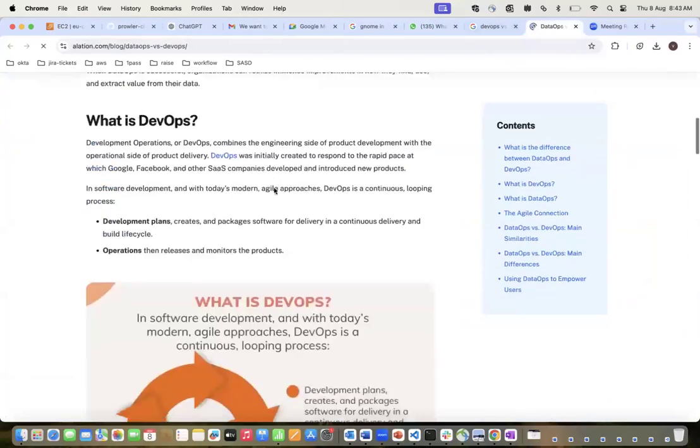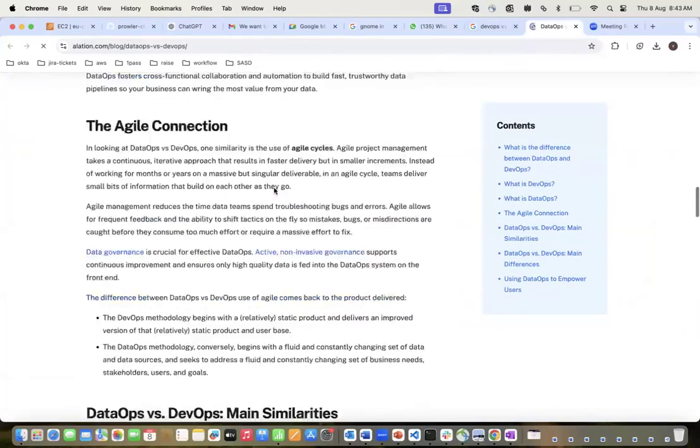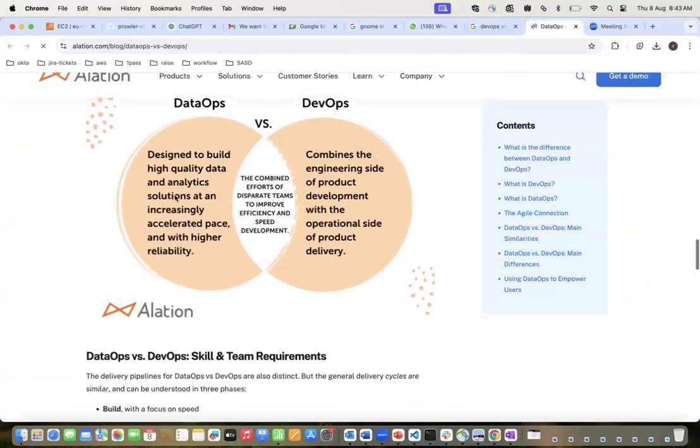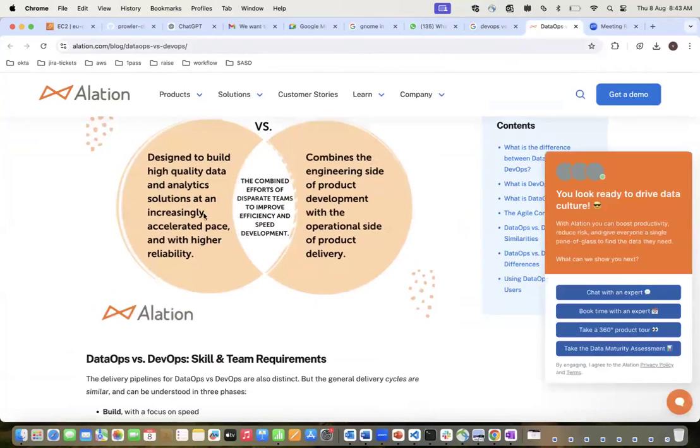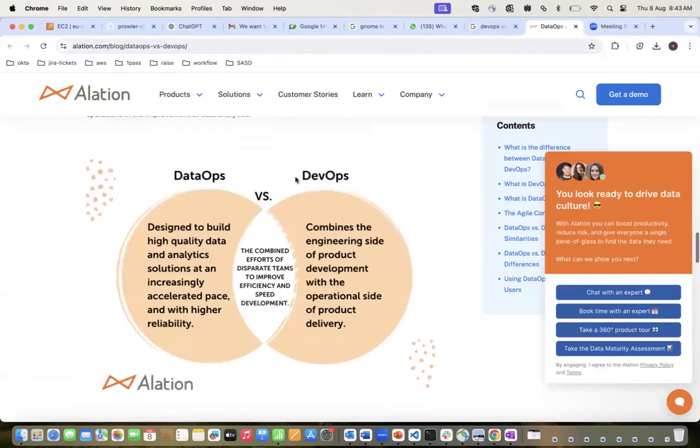See, we should understand DataOps here. It is designed to build high quality data and analytics solutions at an increasingly accelerated pace. Nowadays, just as DevOps is booming, DataOps is also booming. The duration of the course is 45 days to 60 days.